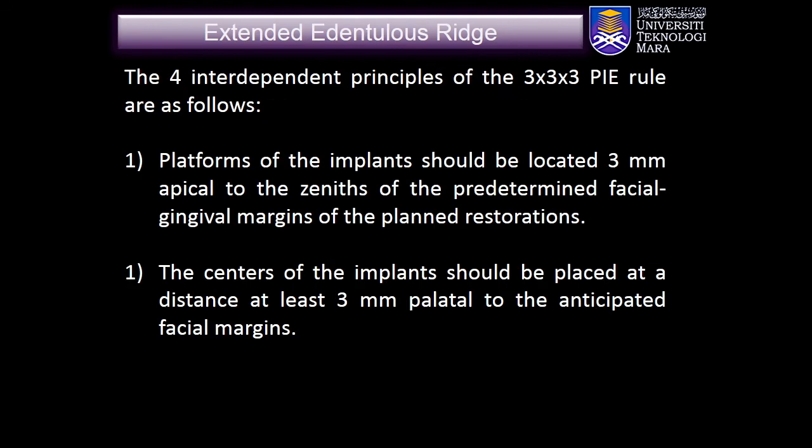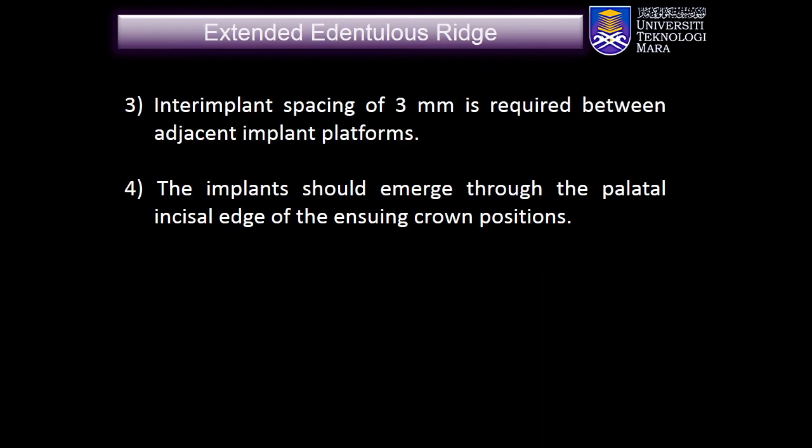The 4 interdependent principles of the rule are as follows. Platforms of the implant should be located 3 mm apical to the zenith of the predetermined facial gingival margins of the planned restorations. The centers of the implants should be placed at a distance of at least 3 mm palatal to the anticipated facial margins. An inter-implant spacing of 3 mm is required between adjacent implant platforms. And finally, the implants should emerge through the palatal incisal edge of the ensuing crown positions.